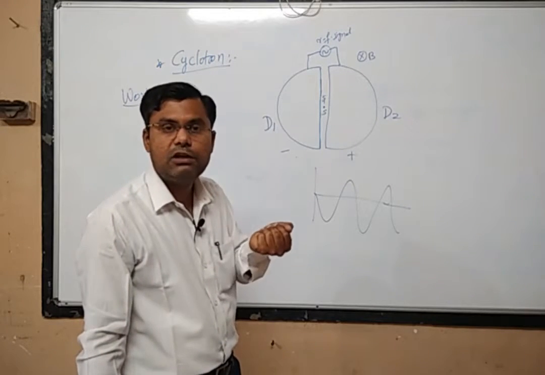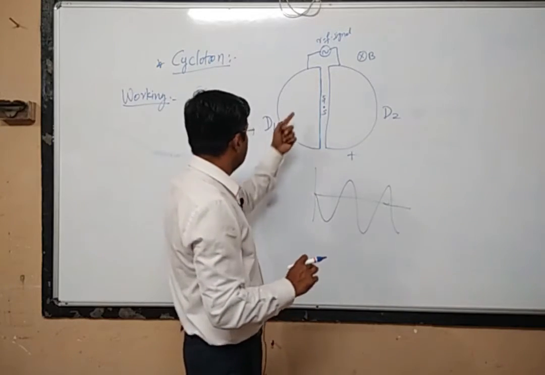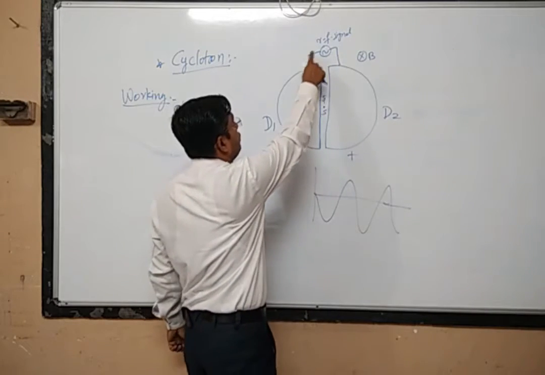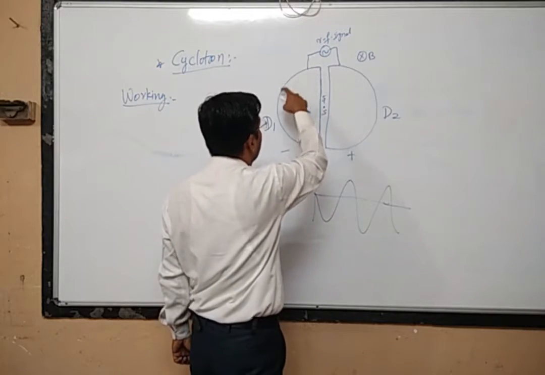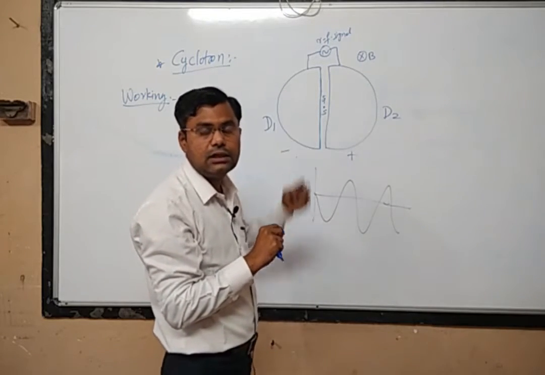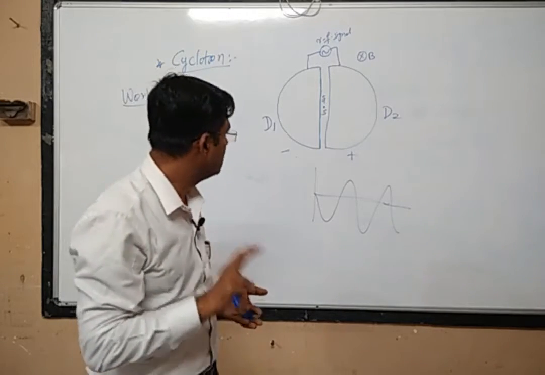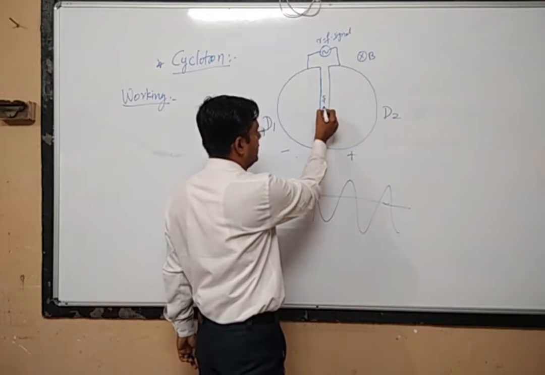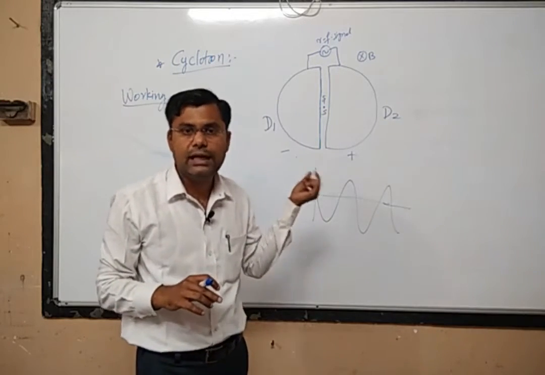The charged particle will be accelerated inside D1. Remember that the electric field deposited with the help of this RF signal generator is operative only on the surface of the D. Inside the D, the value of the electric field would be 0. So the charged particle will be accelerated only up to this much distance, from the center of the source to the edge of the D.